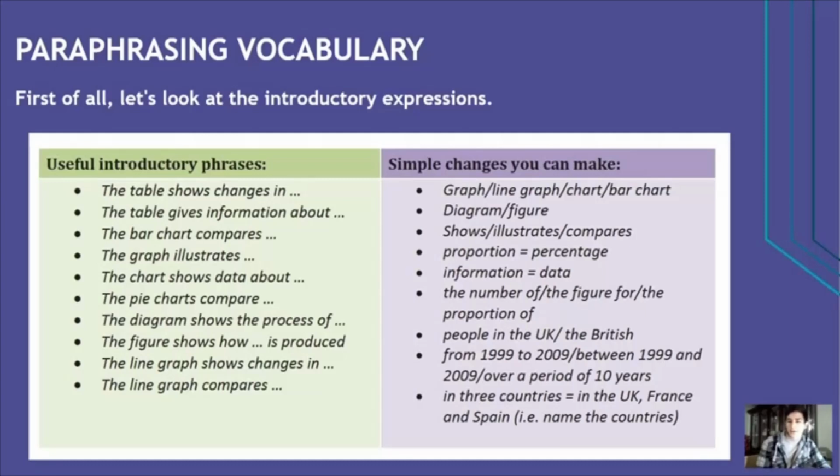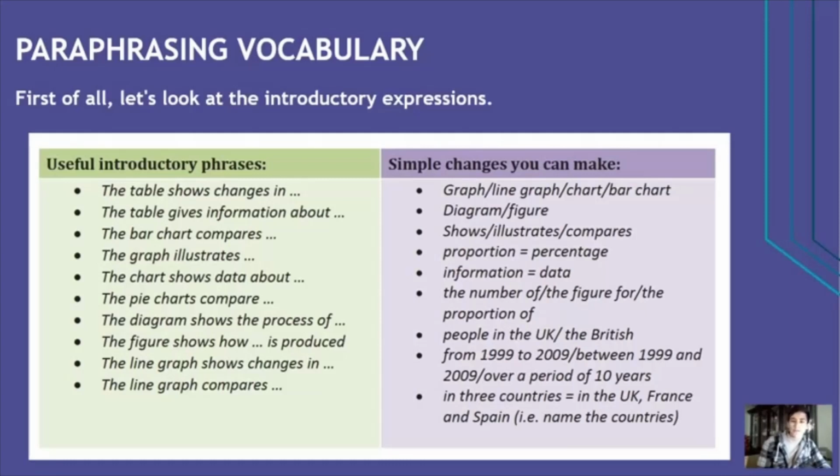Simple changes you can make here. Graph, we can use line graph if it is line. Chart, we can say bar chart, and diagram, we can say figure. And some verbs, shows, illustrates, compares. Again, there are actually lots of verbs to use in our introduction, like depicts, reveals, indicates, demonstrates, or represents. Proportion can be the synonym for percentage. Information, actual data, the number of, the figure for, the proportion of, they are all synonyms.